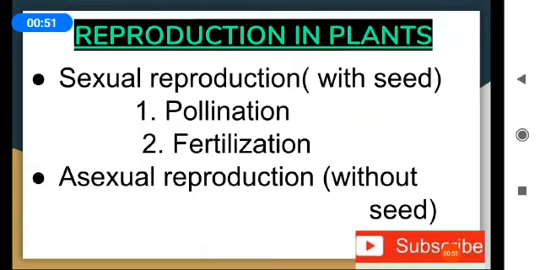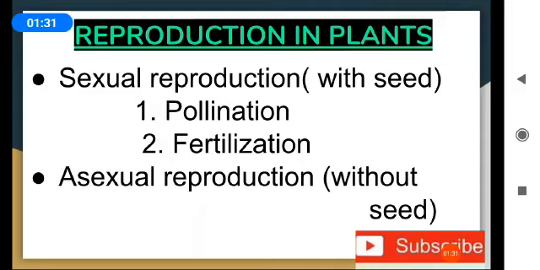Then we learned reproduction in plants. What is reproduction? The process by which plants and animals produce young ones and increase their number is known as reproduction. Reproduction is the process by which plants and animals produce their young ones and increase their number. There are two methods of reproduction: sexual reproduction and asexual reproduction.